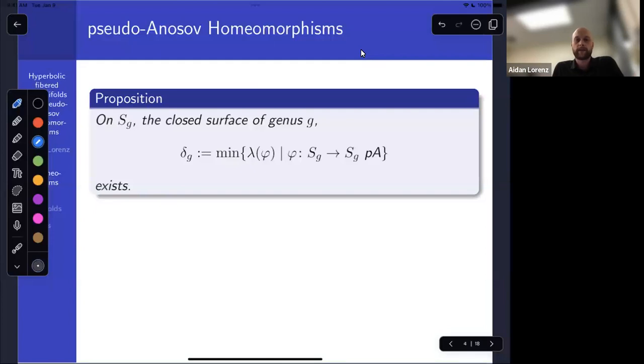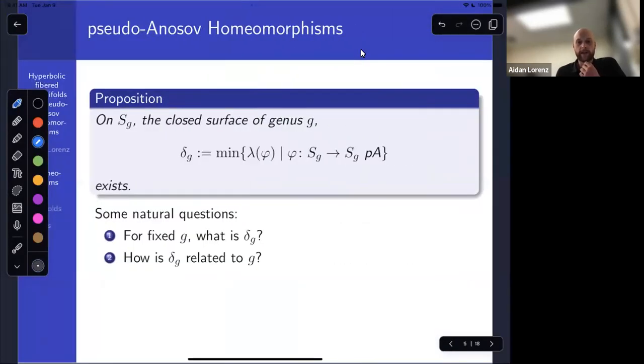And this proposition, this fact, is that the smallest dilatation actually exists. Like the infimum is realized. There's a well-defined smallest dilatation homeomorphism on a closed surface of genus G. And this leads to some natural questions, like for fixed G, what is delta G? Can we compute these numbers? And another question: if you're thinking about delta G as a function of G, well, what is the function? How is delta G related to G?